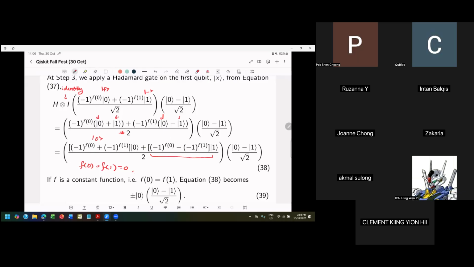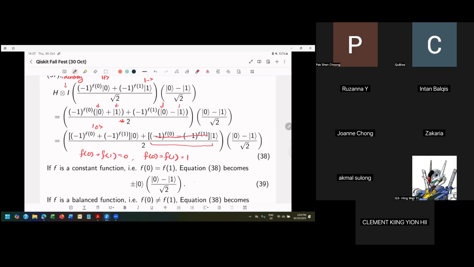Now you can try f0 equals f1 equals 1. You can also see that this particular term still cancels off. What you are left with is minus 0. So that's why you have equation 39 when f is a constant function. Do you need time to go through this?